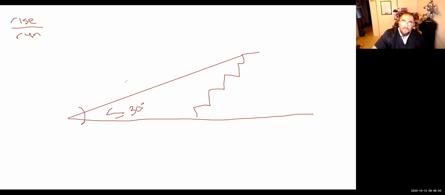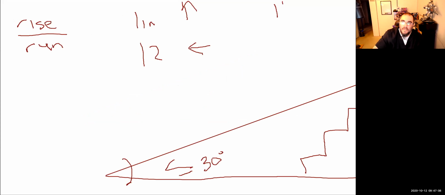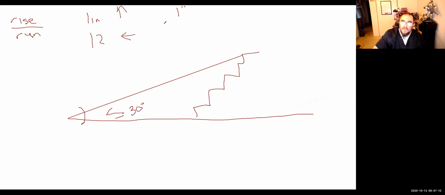Basically, what we say for a ramp is for every 1 inch you go up, the ramp must go out 12 inches. Or what we say simpler is for every 1 inch up, it's 1 foot long. So it's kind of like Subway. It's a foot long at that point.